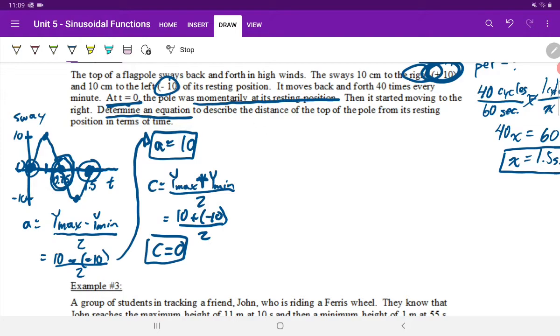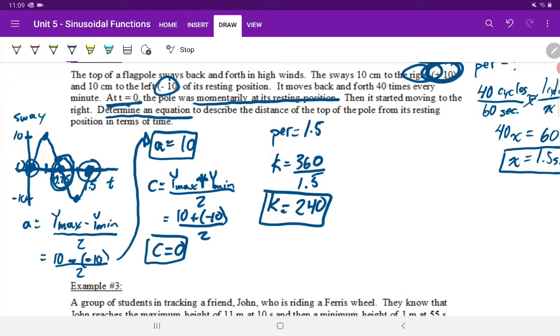It's 0. Your period, remember, is 1.5, which means you can find K if you do 360 divided by your period. So 360 divided by 1.5, 240. So what's happening here is this is a horizontal compression by a factor of 1 over 240. So it's really, really compressed, this graph, right? We found A, C, and K.